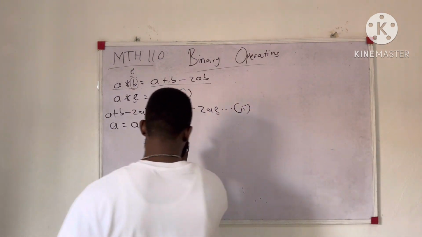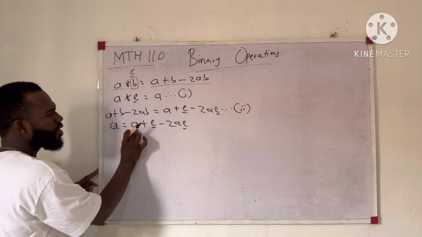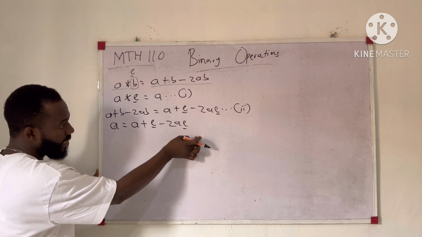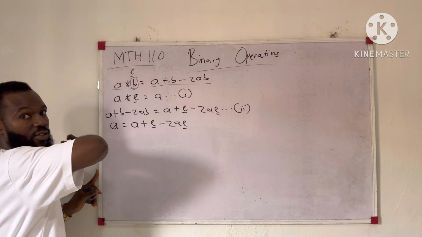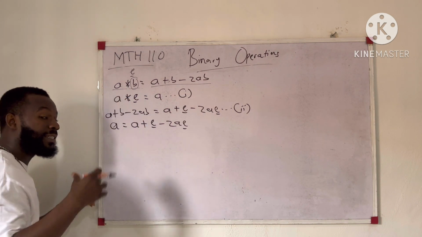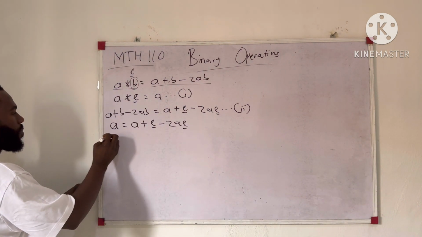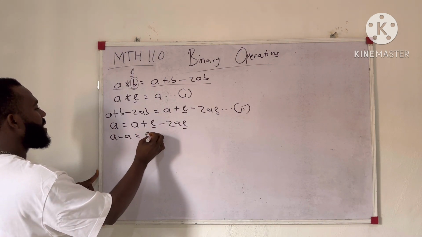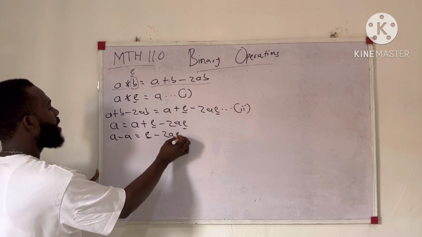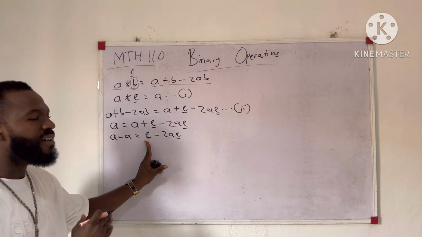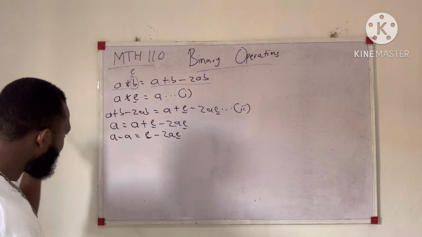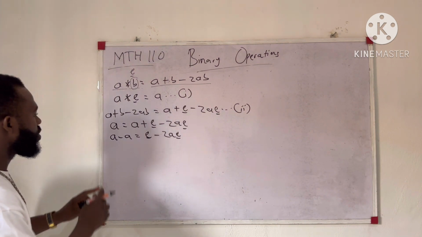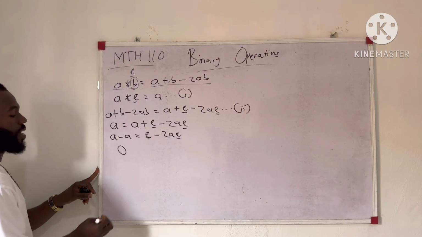So if we do this, first of all, a that does not carry an identity has to go to the left hand side to meet a. So if a crosses the equality sign, it becomes minus a. So here becomes a minus a is equal to, what do we have left here now? Identity minus 2a identity. Now, you see, we only have the identity on the right hand side and the non-identity on the left hand side. So now, a minus a actually is 0.